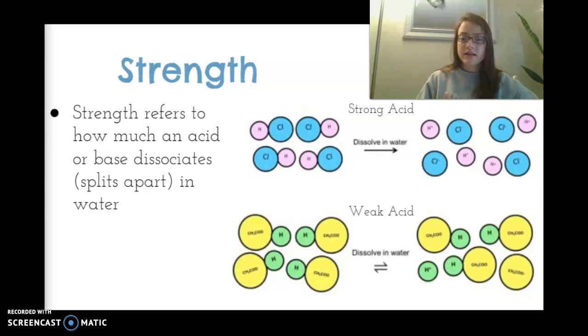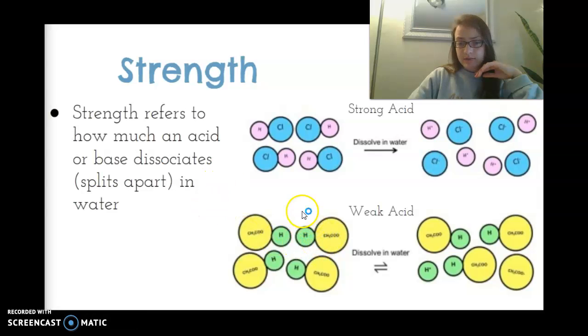So the strength of an acid or a base is going to refer to how much that acid or base dissociates or splits apart. We can also kind of use the term dissolves in water. So a strong acid or a base, we can see in this little diagram here, is going to completely dissociate or dissolve in water. So all of our hydrogen ions are dissociated from our chlorine ions.